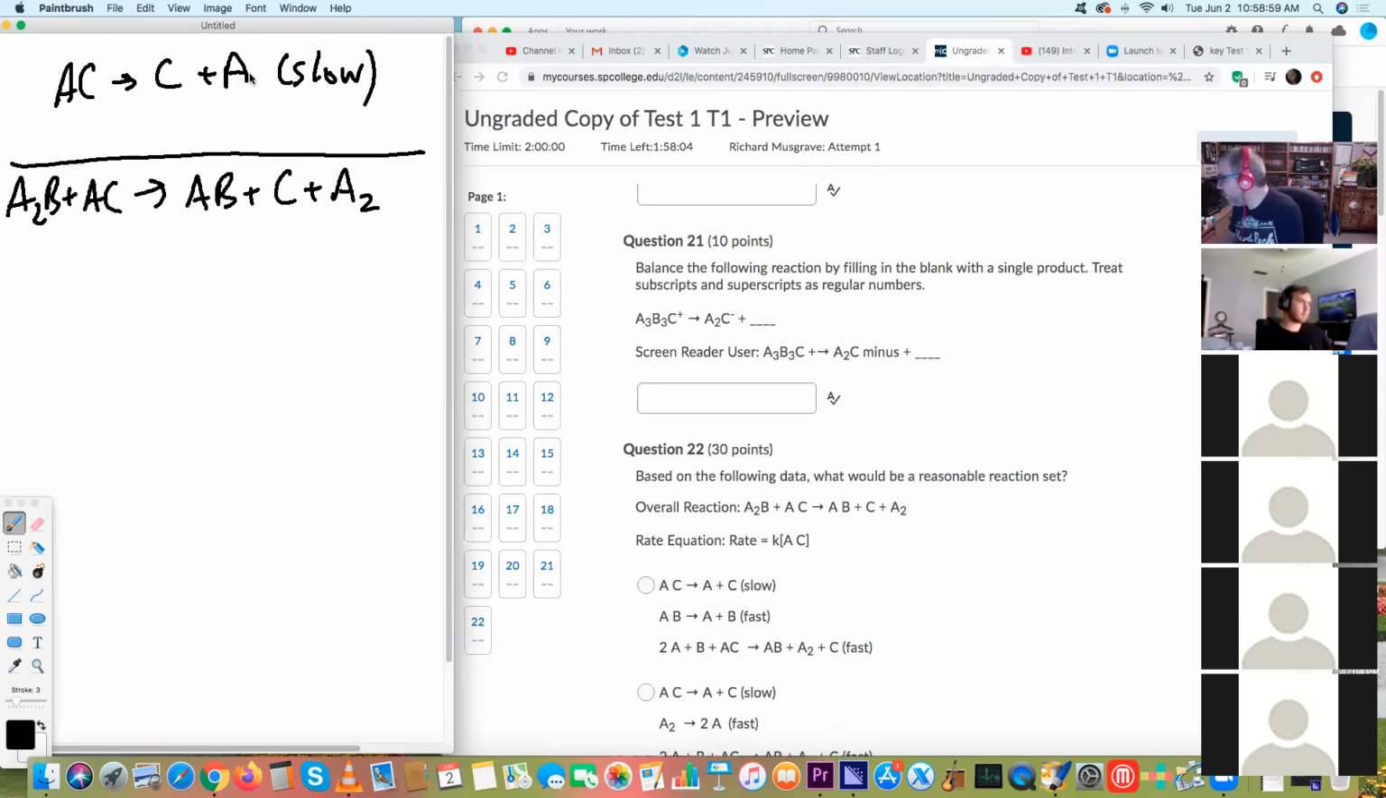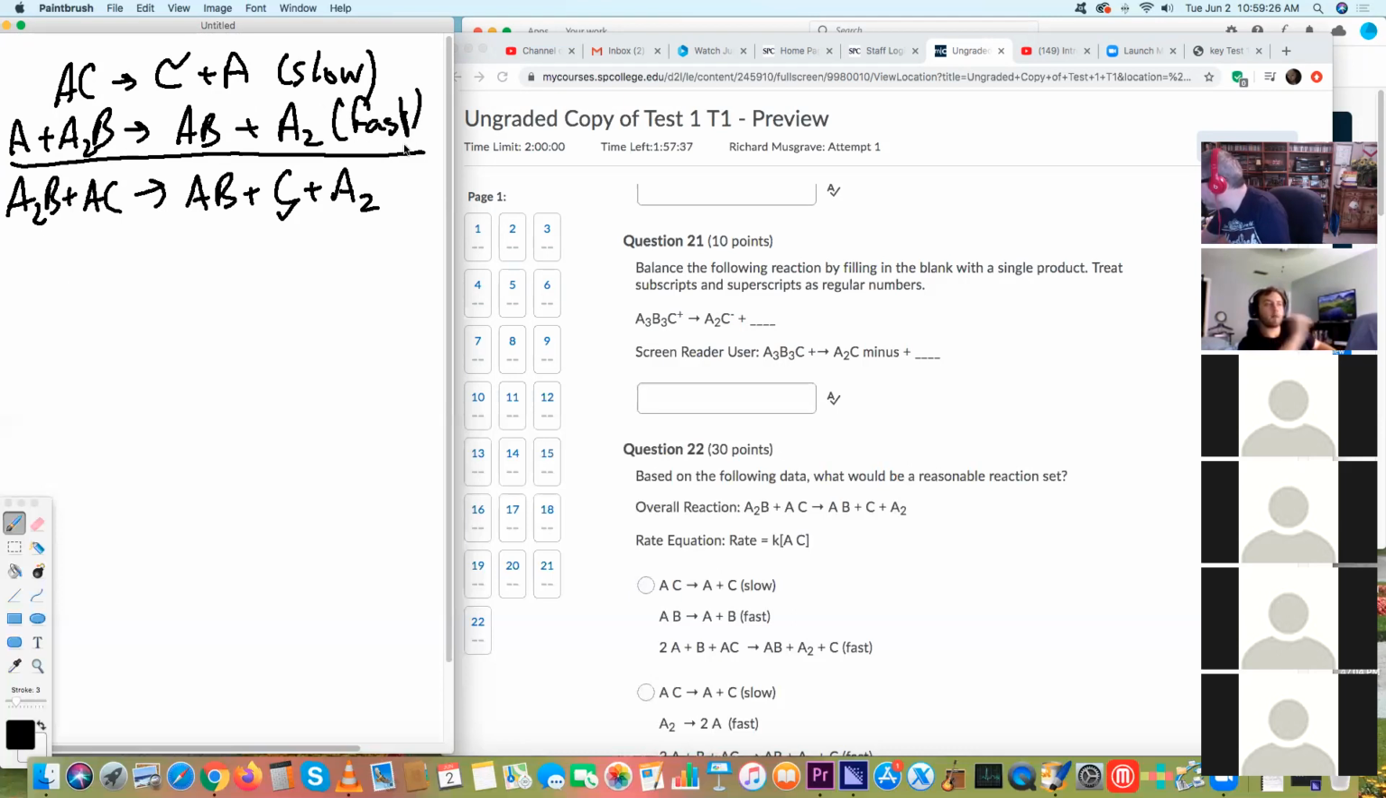Now I know I'm going to have a fast step here, and this fast step is going to have to involve, well, I've already accounted for the C here, but the A here is going to have to come down here. And what I haven't used yet is this A2B business. And that would allow me to make these last two products, which are going to be AB plus A2, which would be fast. And that'll be it. Any questions?